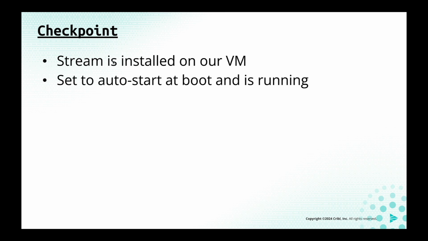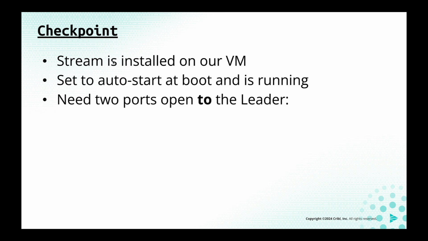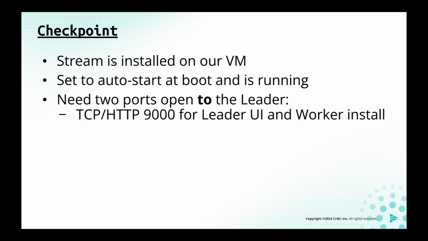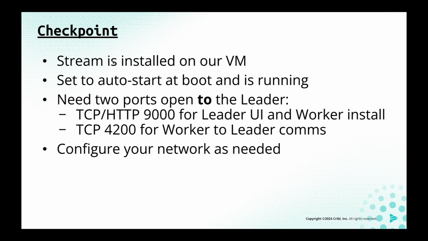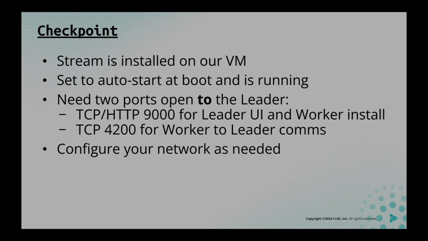Now we can open the UI for Stream. Note that we'll need two ports open into the leader. 9000 is the default port for the UI and worker installation, and 4200 is the port that our workers will use to heartbeat into the leader. I've gone ahead and already configured my AWS security groups to allow this traffic. You may need to do something similar depending on your network setup and restrictions.